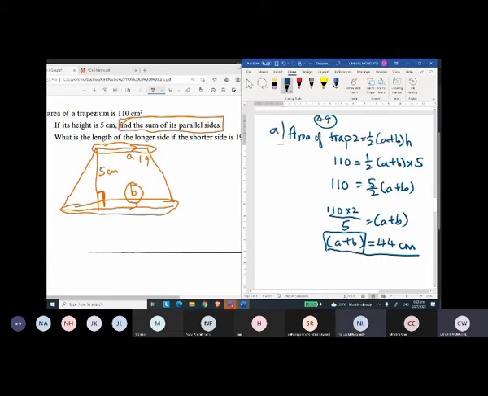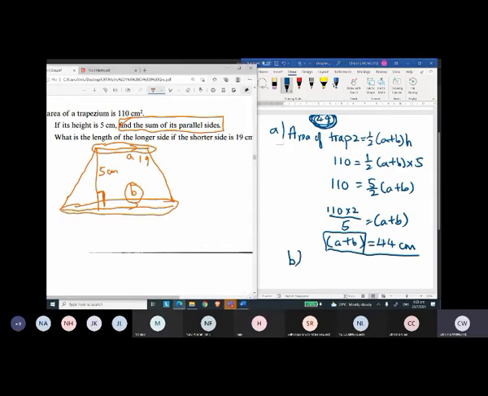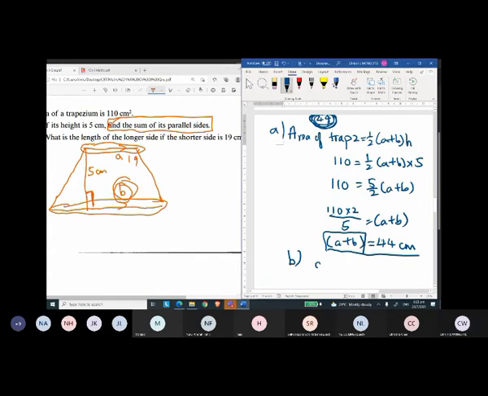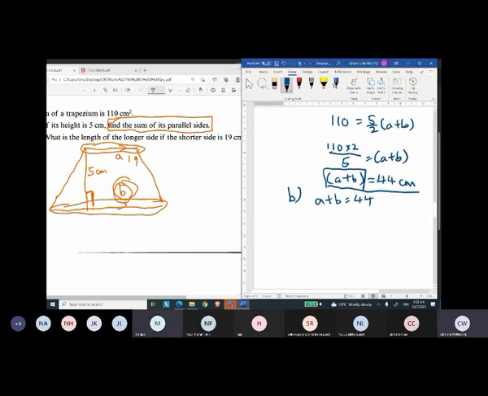Okay, Hajar, your 44 is correct. Very good. Now, for B, they already tell you the shorter side is 19. You're supposed to find the longer side, B. So you know that A plus B equals 44, right? What is A? A is 19, right?